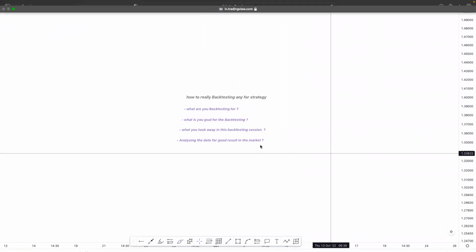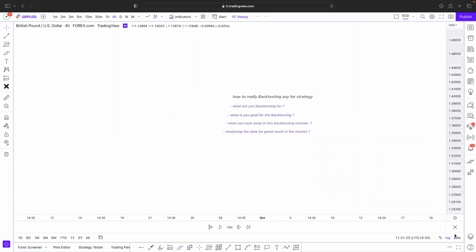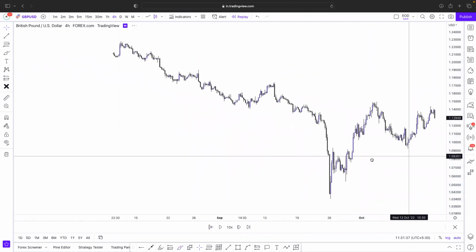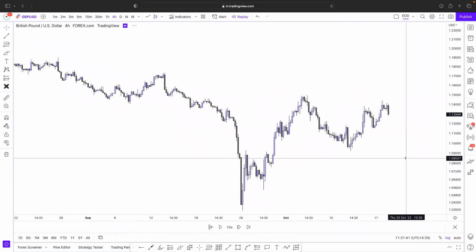So I will just go into bar replay, for example, in October, we will go through 19 October, any time, any place, so we can get some recent price action, so you guys also can understand.